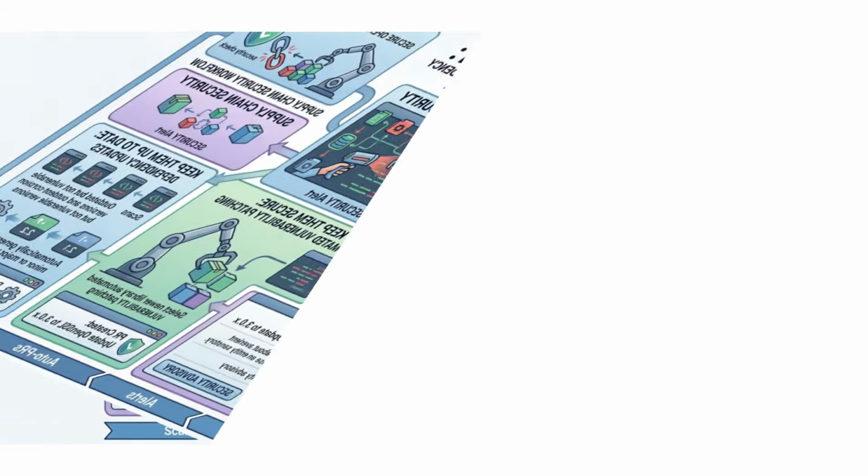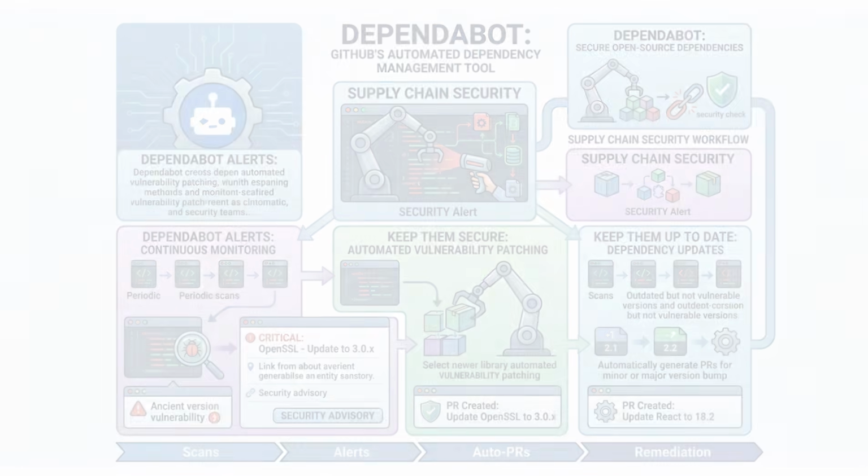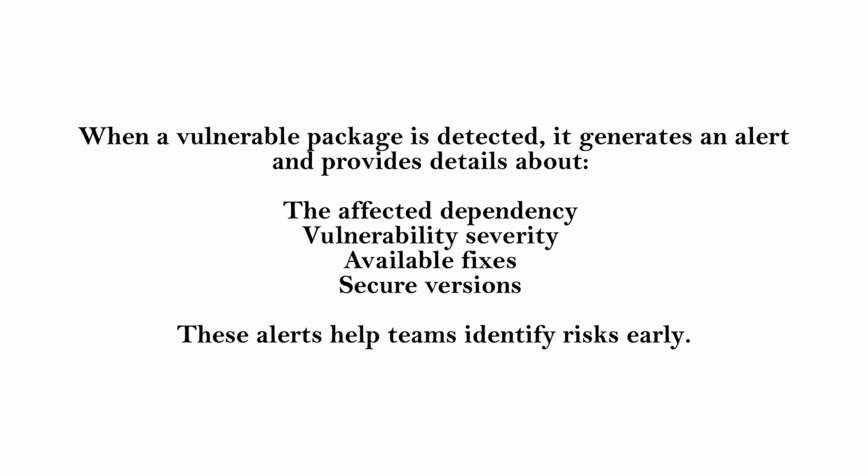Dependabot. Now let's talk about Dependabot. Dependabot is GitHub's automated dependency management tool. Its primary job is to monitor dependencies and keep them secure and up to date. Dependabot offers three core capabilities. Dependabot alerts. Dependabot continuously monitors repository dependencies. When a vulnerable package is detected, it generates an alert and provides details about the affected dependency, vulnerability severity, available fixes, and secure versions. These alerts help teams identify risks early.